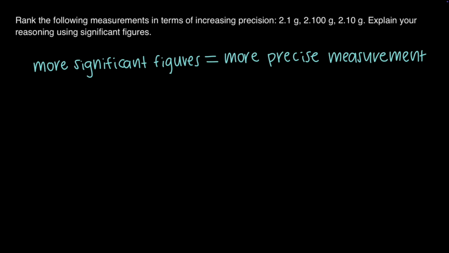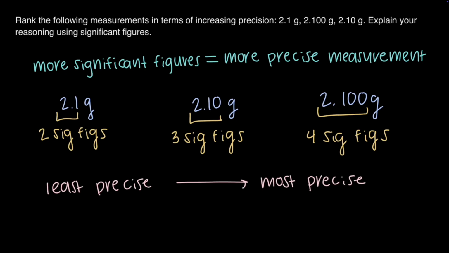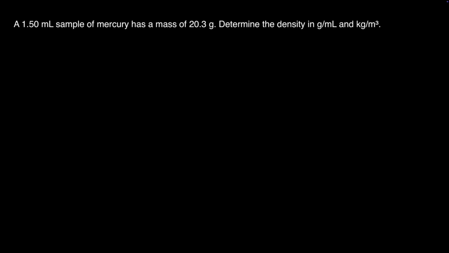significant figures. 2.1 grams has 2 significant figures. 2.10 has 3 significant figures. 2.100 has 4 significant figures. Based on the number of significant figures, the order from least precise to most precise is 2.1, 2.10, and then 2.100.